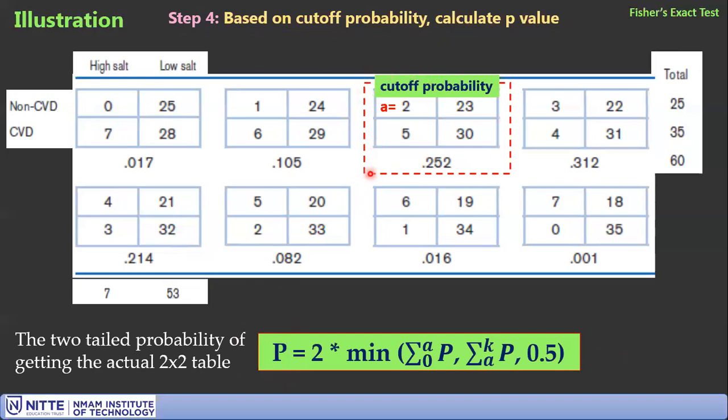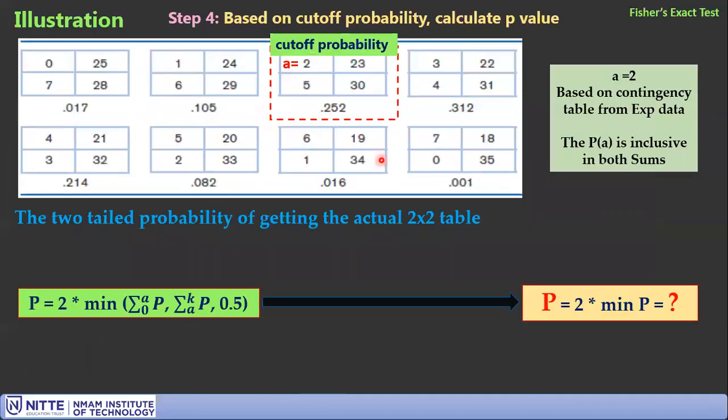Cutoff probability is nothing but the probability of that particular A. Let me define it right now. This A is equal to the 1,1 cell, the first cell, for the experimental data that we have obtained. This is our experimental data. For this we have got A equal to 2. So A is equal to 2 based on the contingency table from experimental data, and I will be using this particular formula.